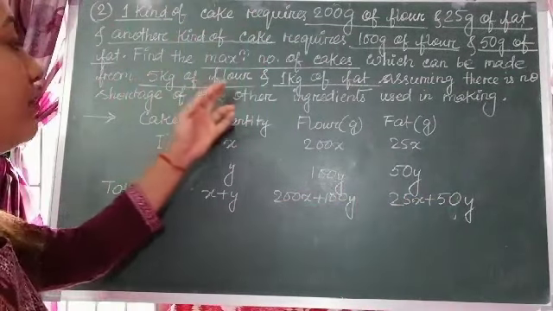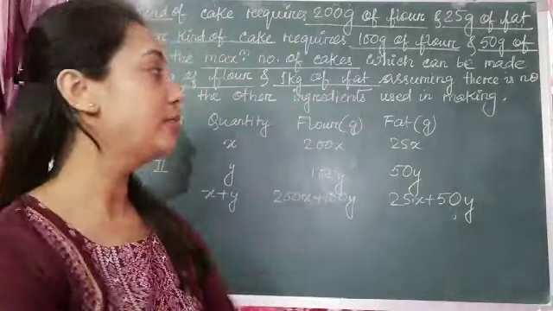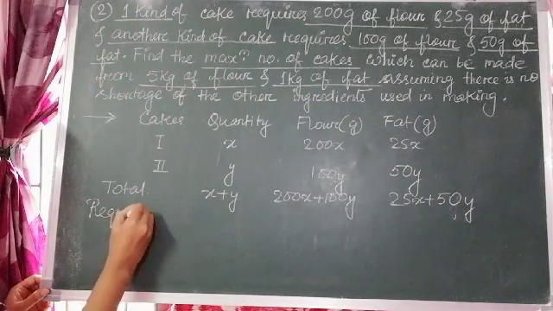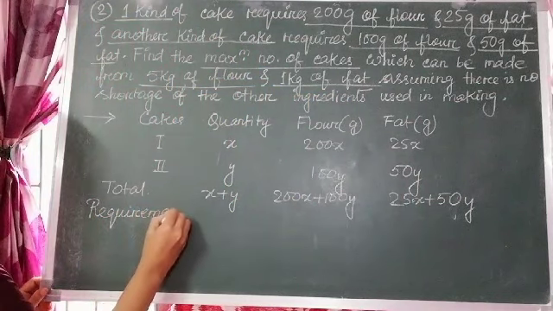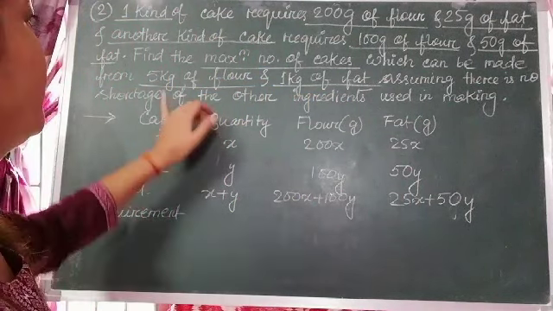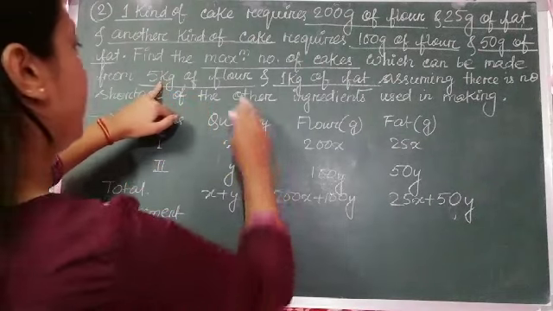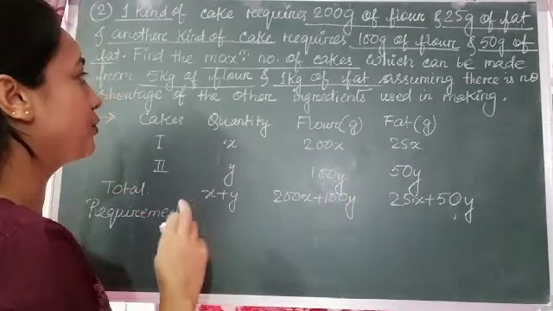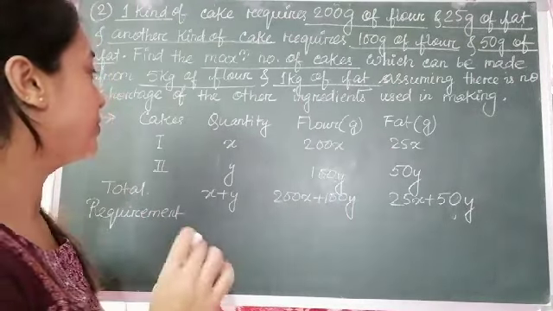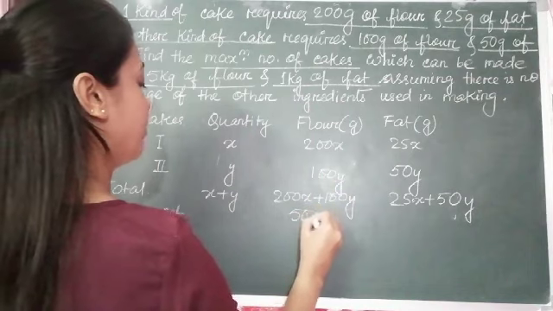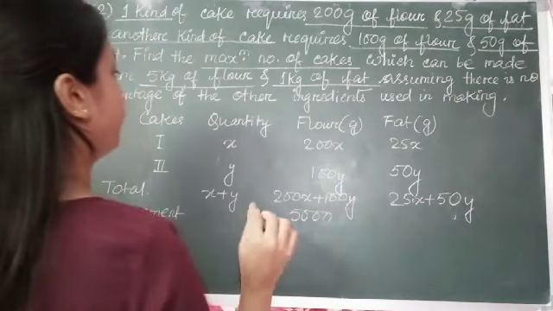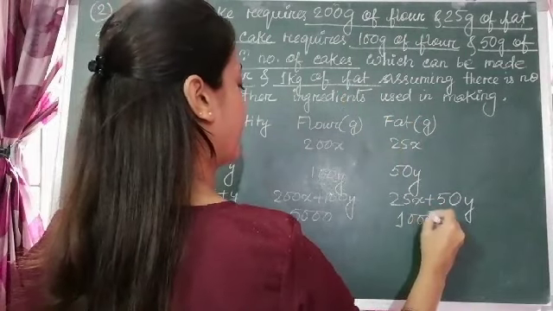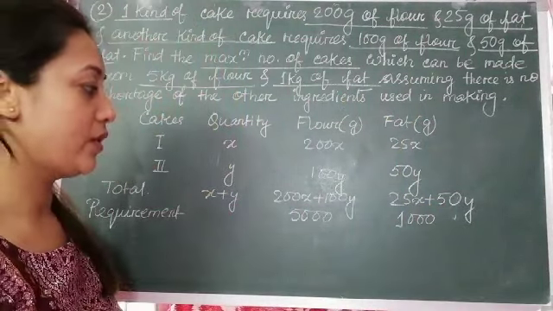Which can be made from 5 kg of flour and 1 kg of fat. That means these are the requirements. You are given to find the maximum number of cakes out of 5 kg of flour and 1 kg of fat. Now you see, the flour content is given in grams, so you have to convert it to gram. So 5 kg equals 5000 gram, and 1 kg of fat, that also you convert to gram, that is equal to 1000 gram.